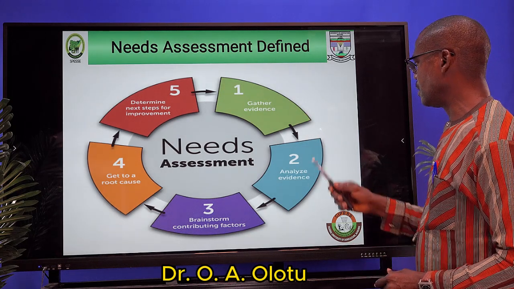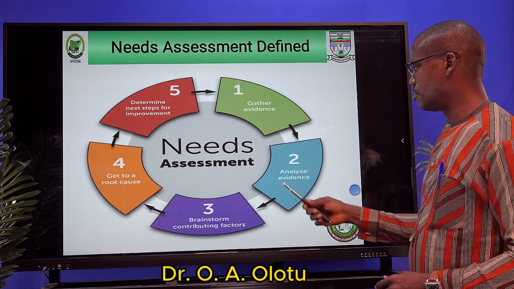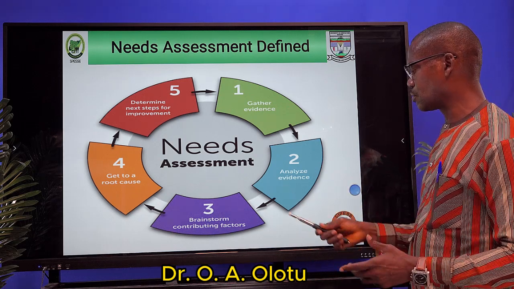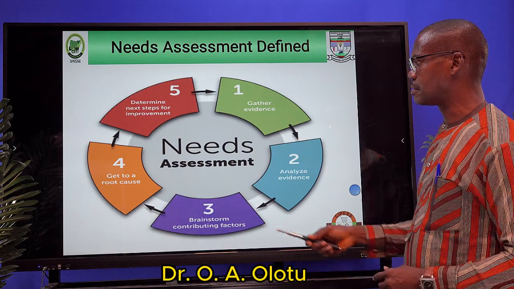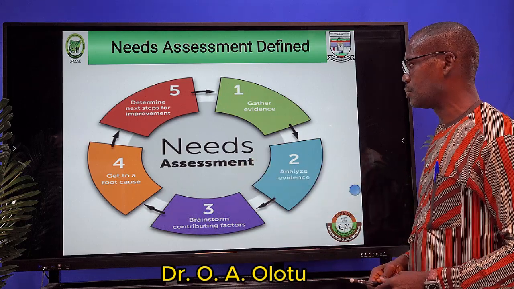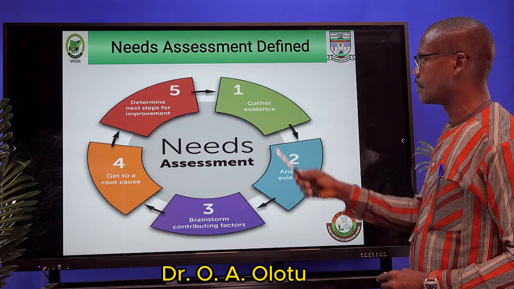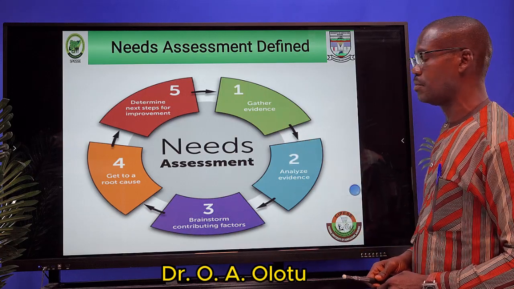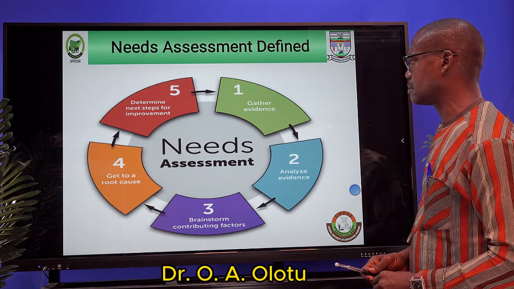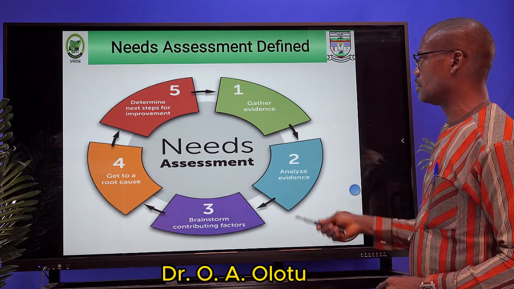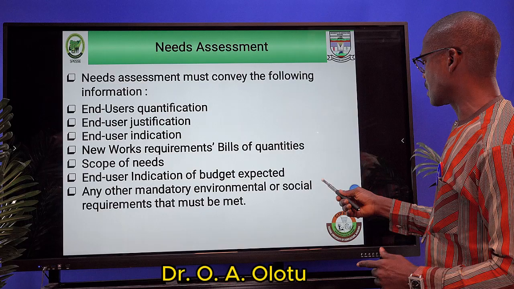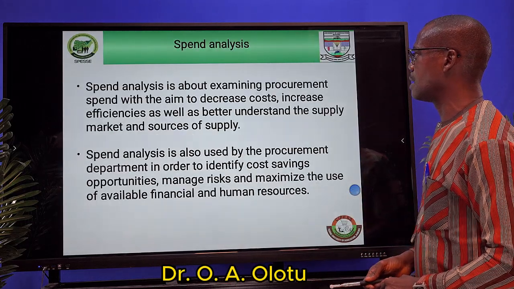Gather evidence, analyze your evidence, brainstorm in order to get contributions from other departments. Then you have to get to a root cause: why do you need those items? And then of course you determine next steps for improvement in order to enhance productivity or production in your workplace environment. So you can still go back to this document thereafter.